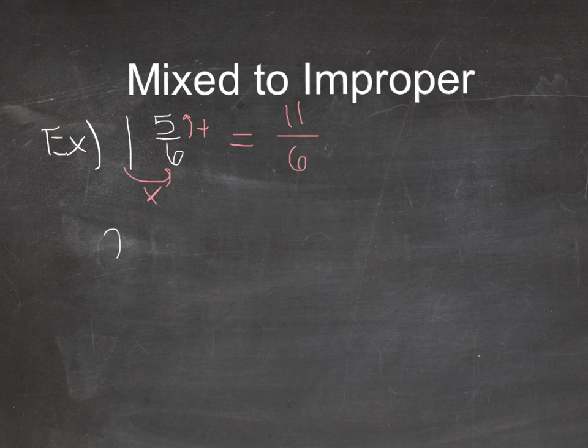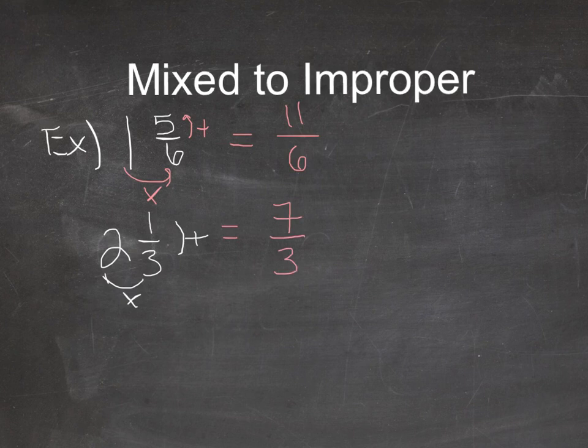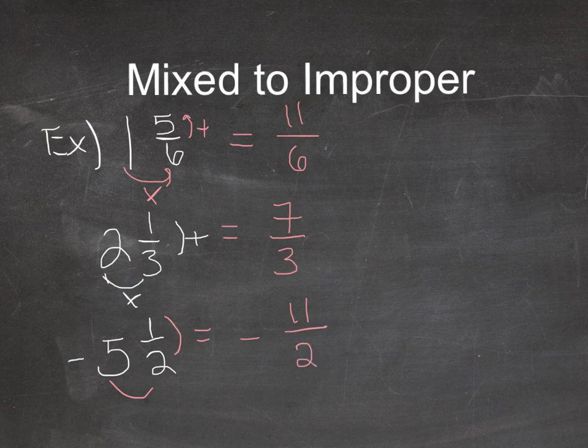So 11/6 would be the same as 1 5/6. Okay, another one, if I have 2 1/3, same thing. I'm going to go 2 times 3, and then add the 1. So 2 times 3 is 6, plus 1 is 7/3. Okay, and the last one here, if I have -5.5, since my mixed number is negative, my improper fraction is also going to be negative, so I know that right away, so I can just put the sign there if I want, and then do the same steps as I did above. So 5 times 2 is 10, plus 1 is 11, so I get -11/2.